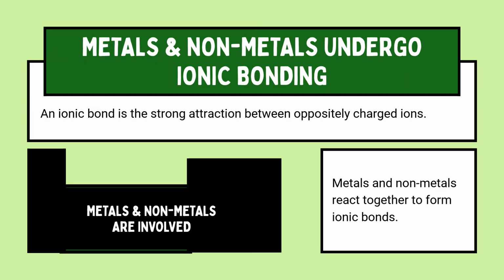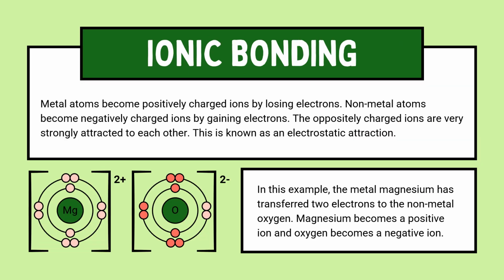Next, metals and non-metals undergo ionic bonding. Ionic bonding is a strong attraction between oppositely charged ions. Ionic bonding forms ions. Metals and non-metals react together to form ionic bonding. Metal atoms become positively charged ions by losing electrons, and non-metals become negatively charged by gaining electrons. The oppositely charged ions are very strongly attracted to each other. So what is this called? This is called electrostatic attraction.